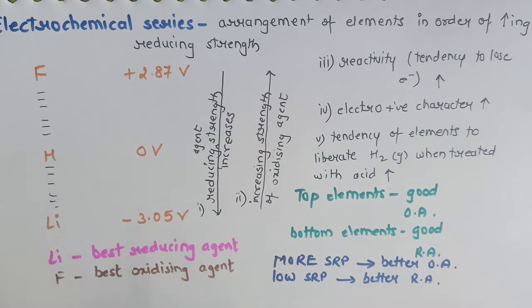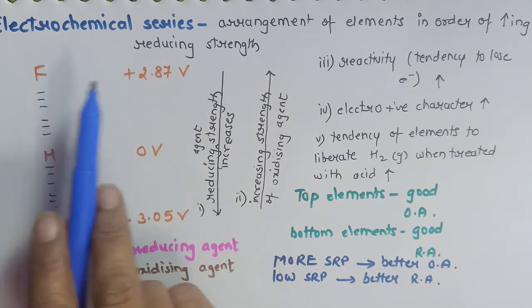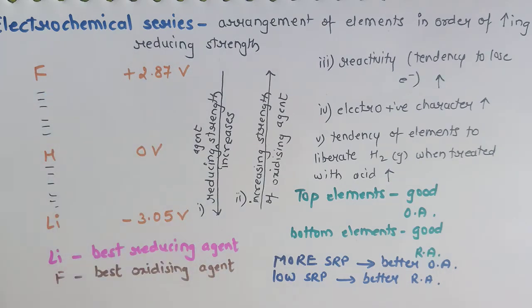For example, you can see here lithium has a very low standard reduction potential and therefore it is the best reducing agent. Fluorine has a very high standard reduction potential and therefore it acts as the best oxidizing agent. So the element with low SRP will itself get oxidized and will reduce others. The element with high SRP will itself get reduced but will oxidize others.